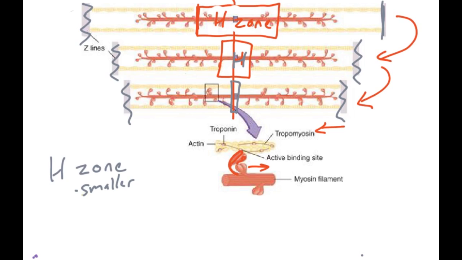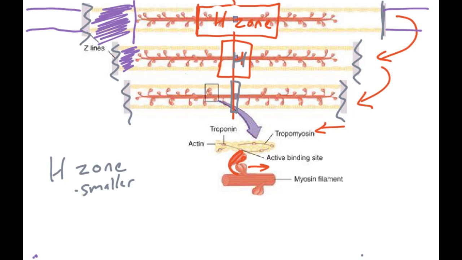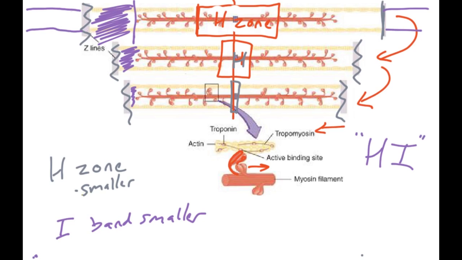Now let's also look at the I band. The I band is that region where you only have thin filaments. And there would be another sarcomere coming off of here, and another one coming off of here. But if you just look at what's visible with this sarcomere, here's the I band. Here it is again, getting smaller, and here it is again. So the I band will also get smaller during contraction. I always think about it as saying hi, right? These are the two zones that get smaller during contraction.